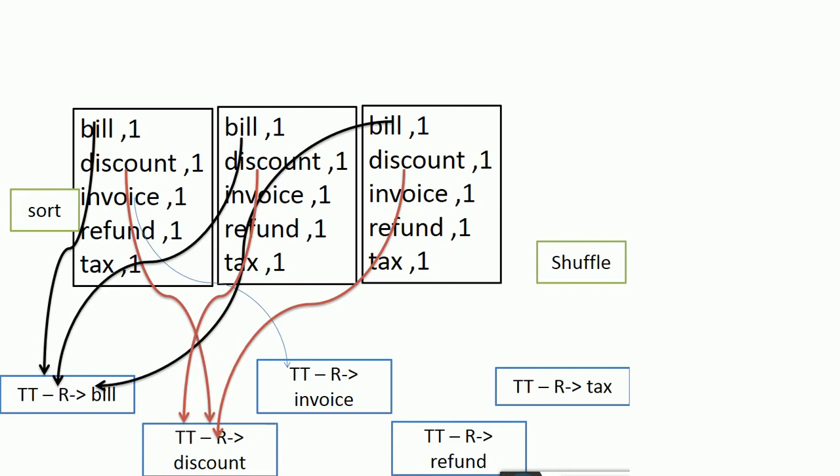So this is how reducers get the input from the shuffle and sort phase. And what is the input? It is getting bill and 1. Then from there also bill and 1. From there also bill and 1. This is how it is getting it. So what is happening here?